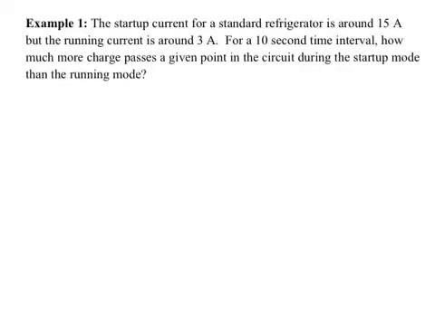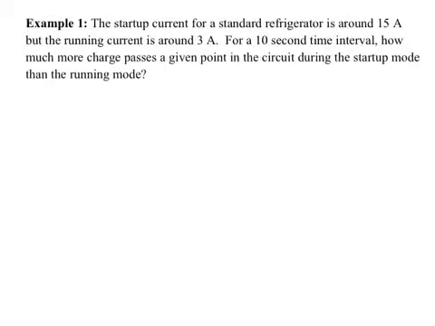So example 1 says the startup current for a standard refrigerator is around 15 amps, but the running current is around 3 amps. For a 10-second time interval, how much more charge passes a given point in the circuit during the startup mode than in the running mode? So again, here we're now going to look at the value of Q in each of these situations, or delta Q in a sense. So I want to find out what the difference in Q is in this problem.